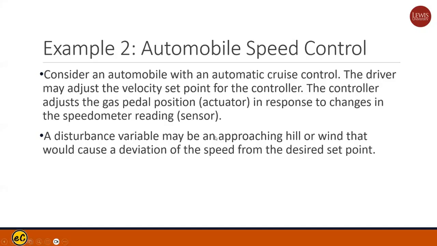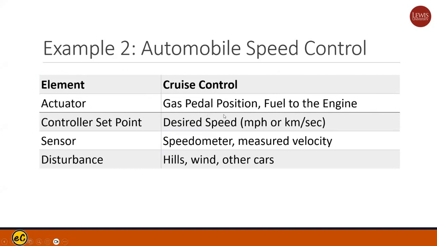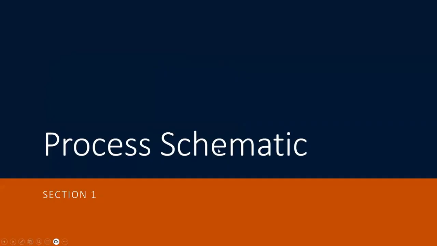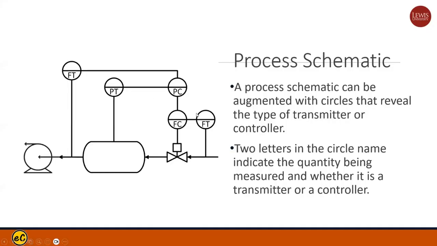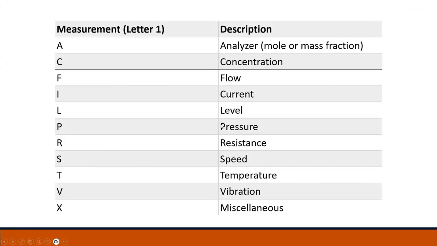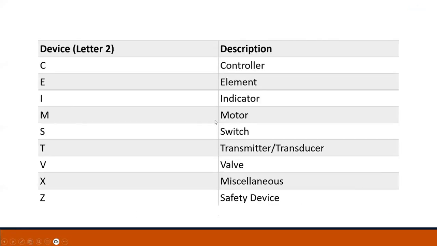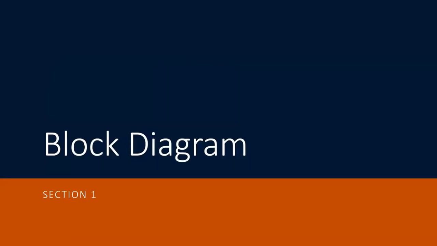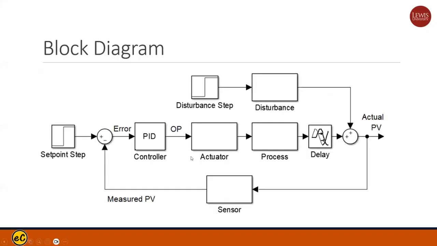So you drive the car and you want to control the speed. There is the gas pedal position, fuel to the engine. The set point is the desired speed, in miles per hour. The sensor is a speedometer. Disturbance is wind or another car. So these are different factors. You draw your schematic, whatever, and create a block diagram for how to control it.